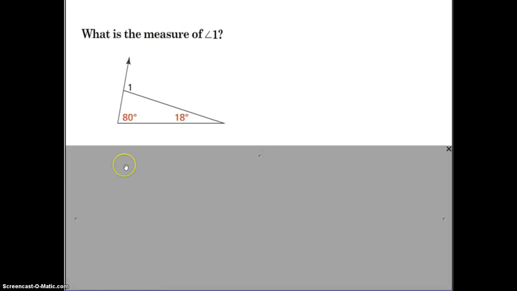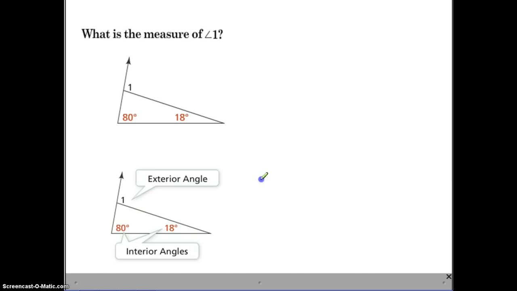So let's see if we can put that to work here. What is the measure of angle 1? So we have our triangle here. We got angle 1, we have 80 and we have 18. Well, let's make sure we know which one's exterior and which one's interior. So angle 1 is my exterior angle, which means the measure of angle 1 equals 80 plus 18. So the measure of angle 1 equals 98 degrees.